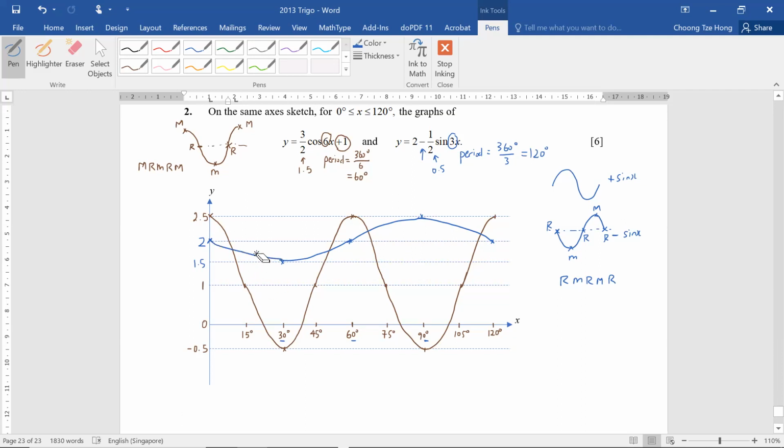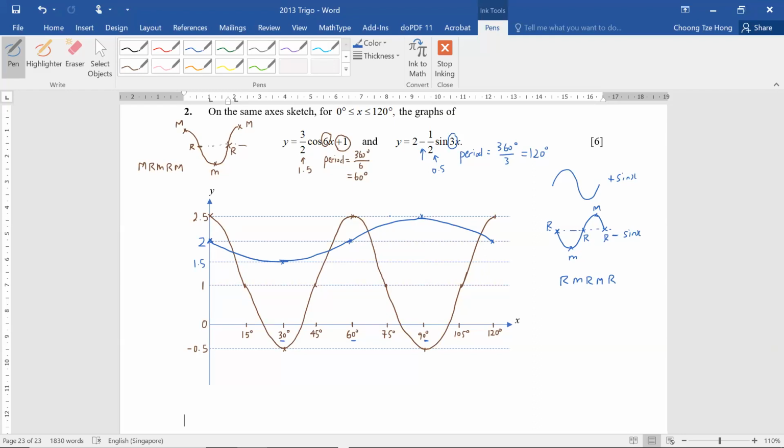Let me redraw this last part, it doesn't look too nice. So the negative sine graph is the blue one, and the brown one is for 3 over 2 cosine 6x plus 1. This is how we draw the trigo graph.